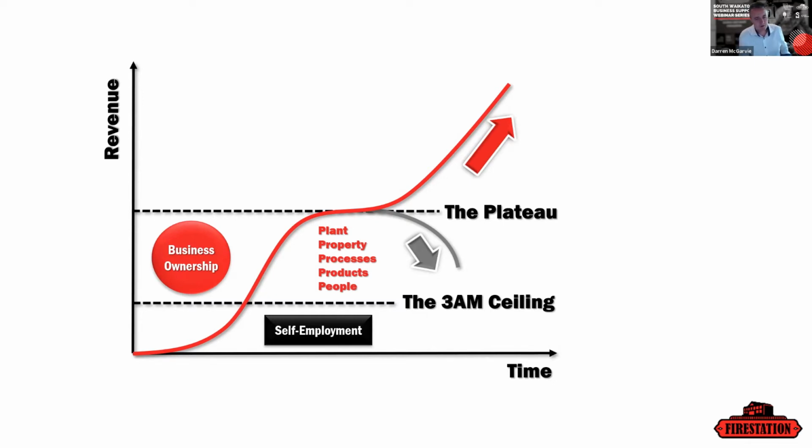One is the 3 a.m. ceiling. In short, that is my version of when you simply run out of time as a business owner from doing everything yourself. It's very common, and I had the same issue as well. When we start out in the early days, we do a lot of everything ourselves, and we're not employing people. Then we start to employ people, but we still hold on to a lot of things.